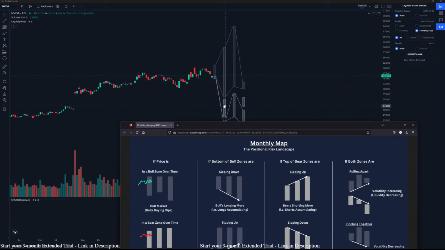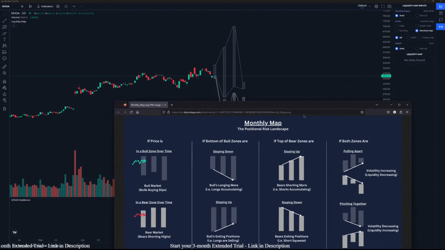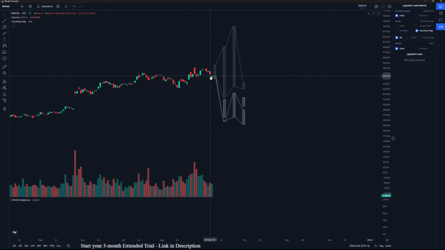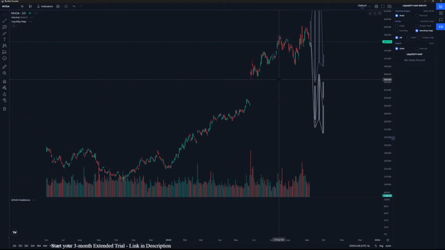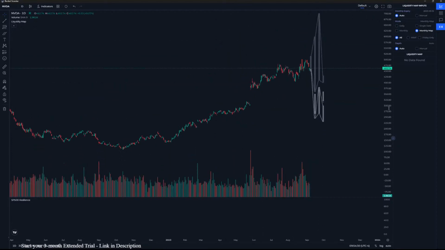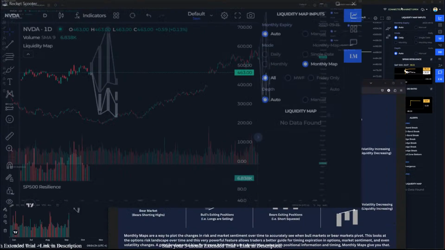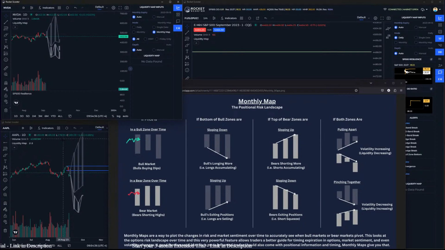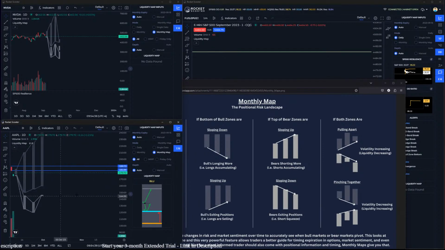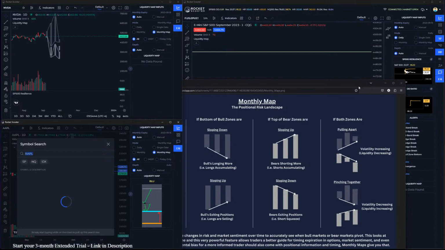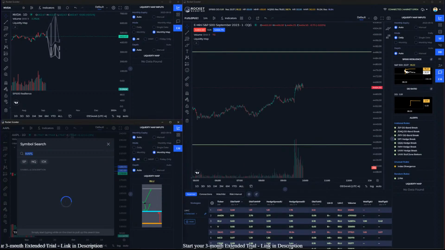If the bear zone bottom and top are sloping down, like you see here, then bears are exiting positions. So not only do you have bulls longing more, but bears exiting more at the same time. So you have short squeeze plus added longing. NVIDIA is still going to stay bullish. Apple, similar boat. Apple is still bullish over the short term. You can see how that works.